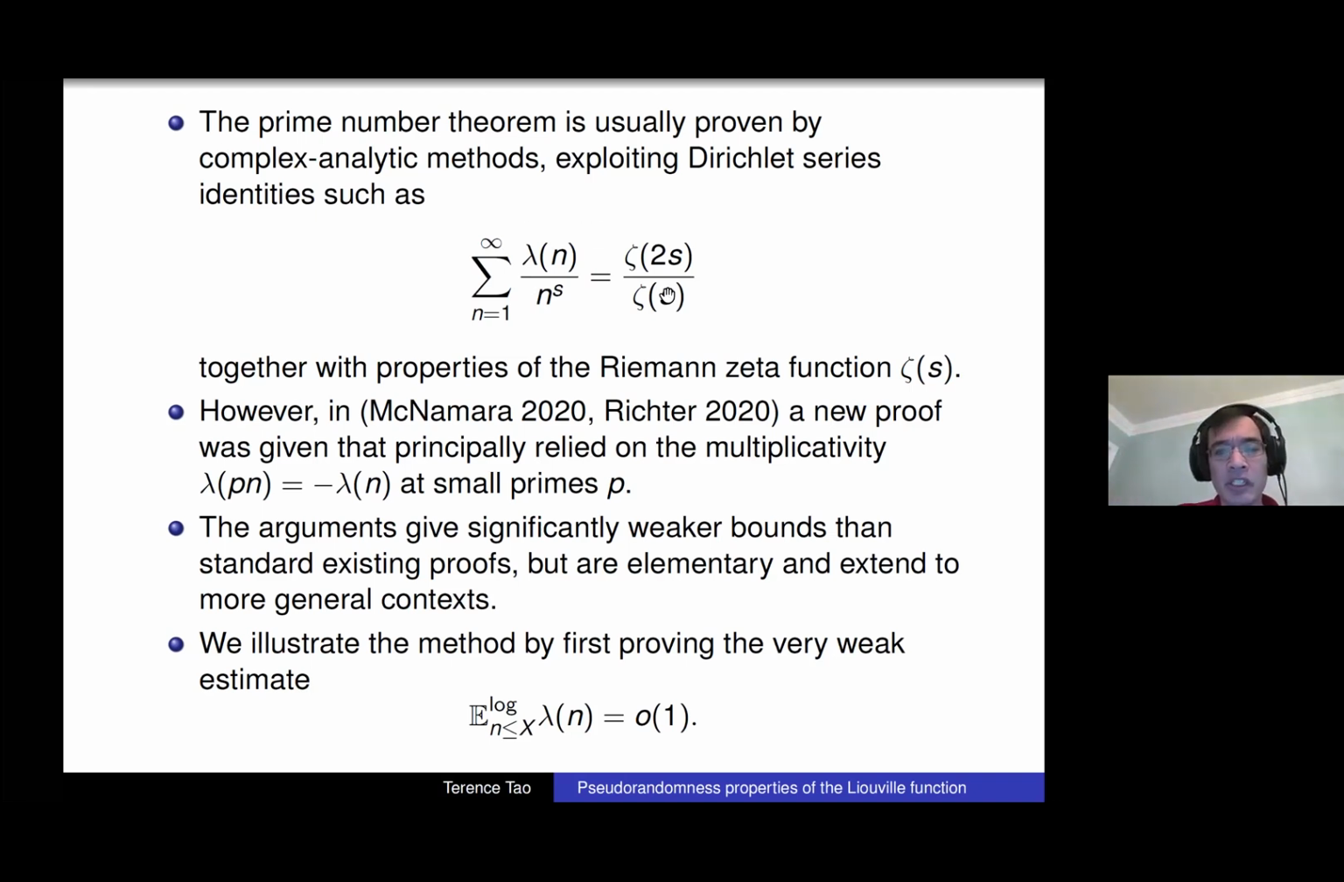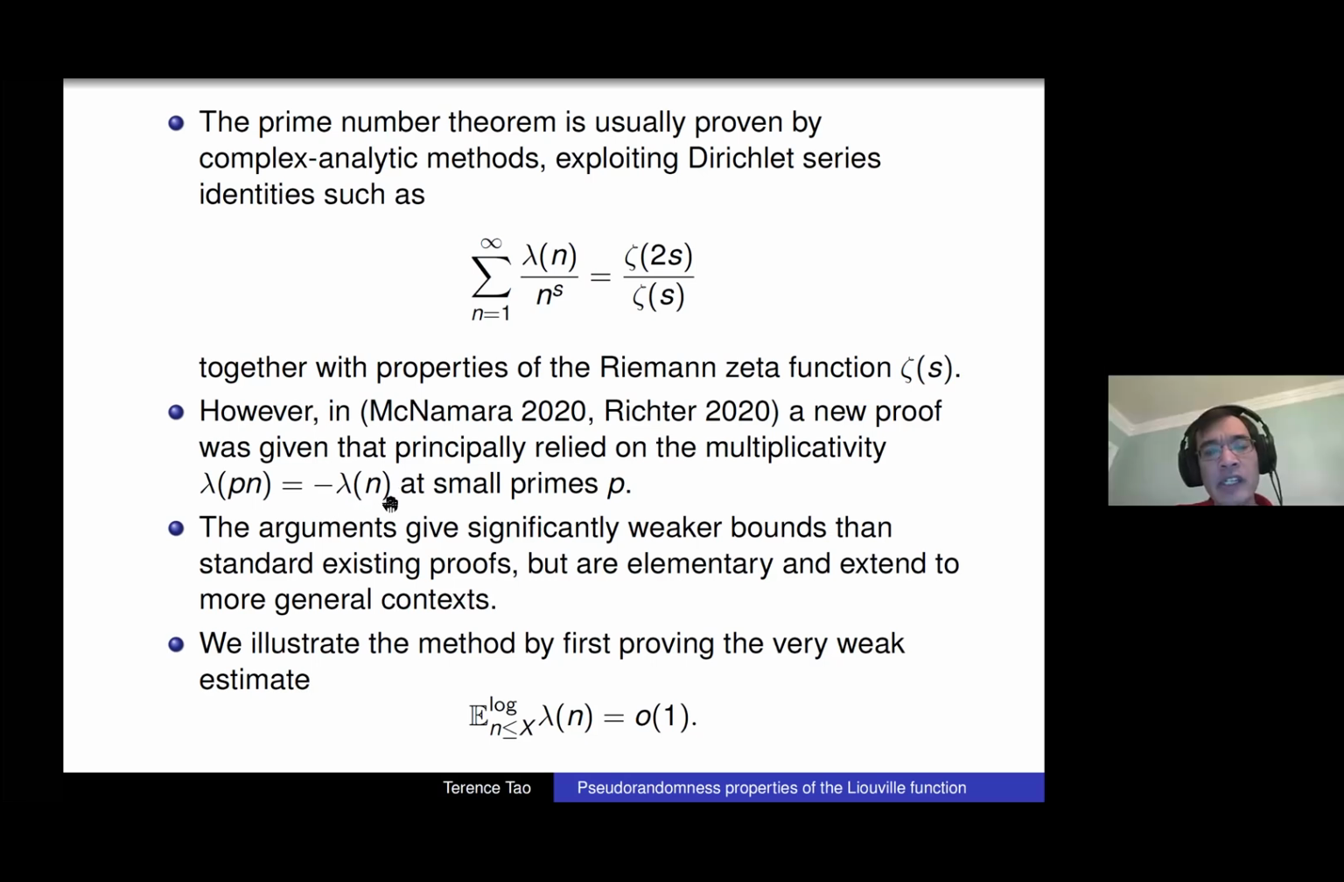And it didn't use Dirichlet series. It relied mostly just on the multiplicativity property, lambda of pn is minus lambda of n, but not for all primes p, because that would actually define lambda, but just knowing it for small primes p is actually enough to get the prime number theorem, basically. And I wanted to describe these arguments.